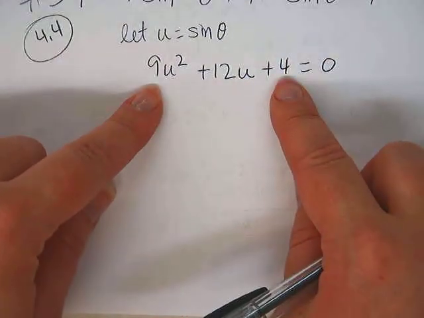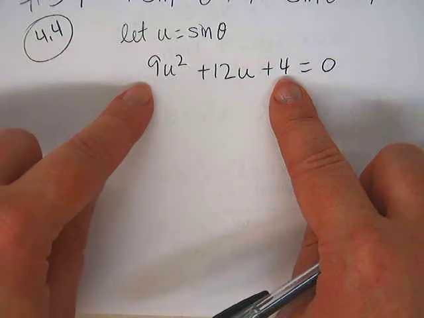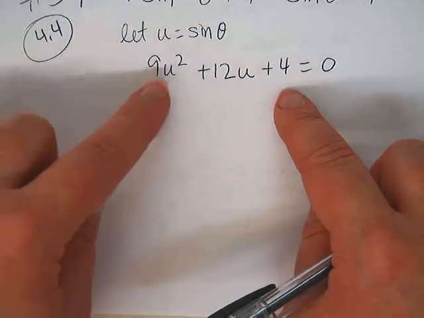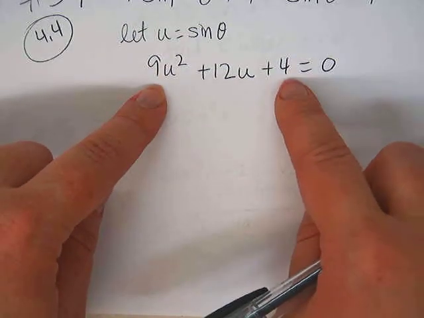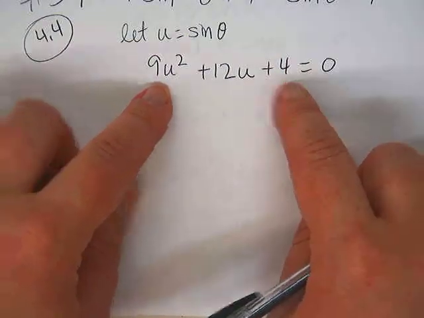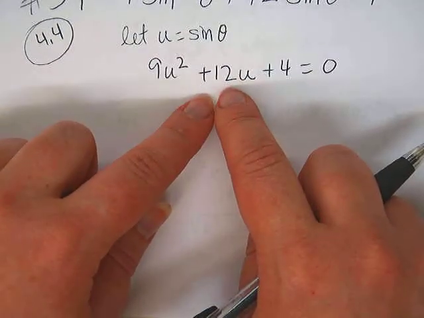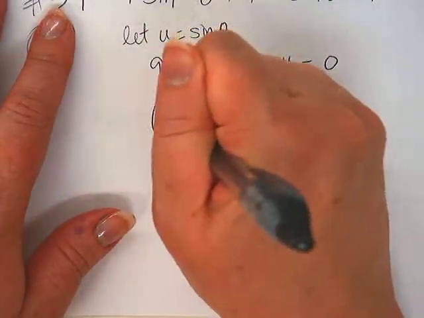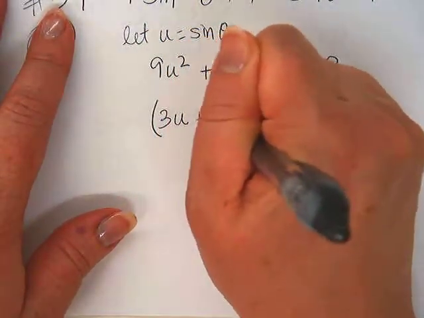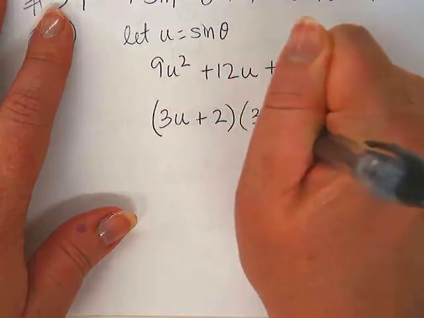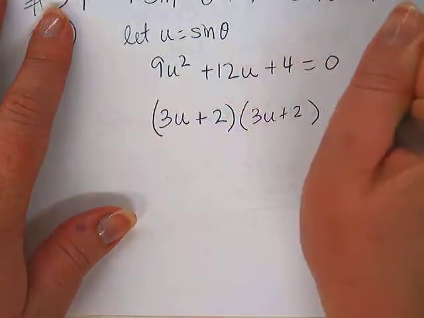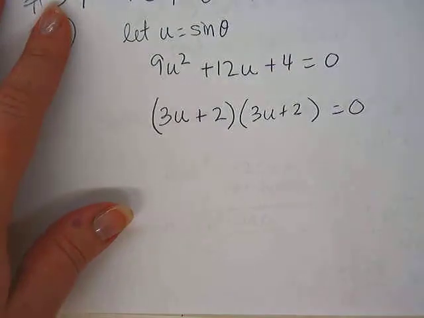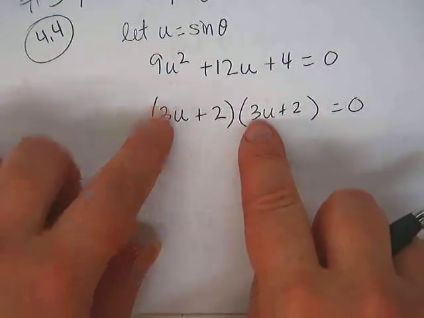It looks to me like this actually might be a perfect square trinomial because 9 is a perfect square and 4 is a perfect square. Square root of 9 is 3, square root of 4 is 2, 3 times 2 is 6, and 12 is twice 6. So I'm pretty sure this is a perfect square trinomial. Did you notice that? So it would be 3u plus 2 squared. Right? Let's double check it.